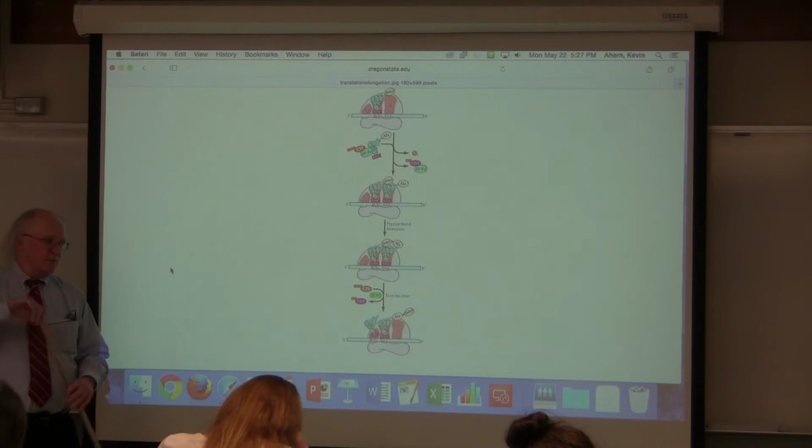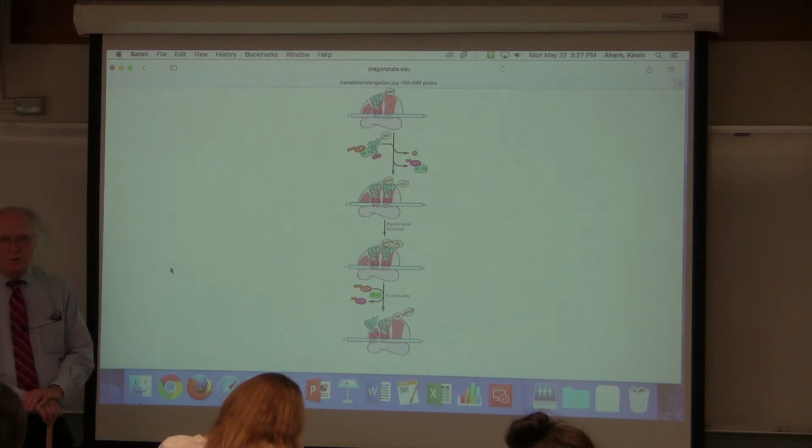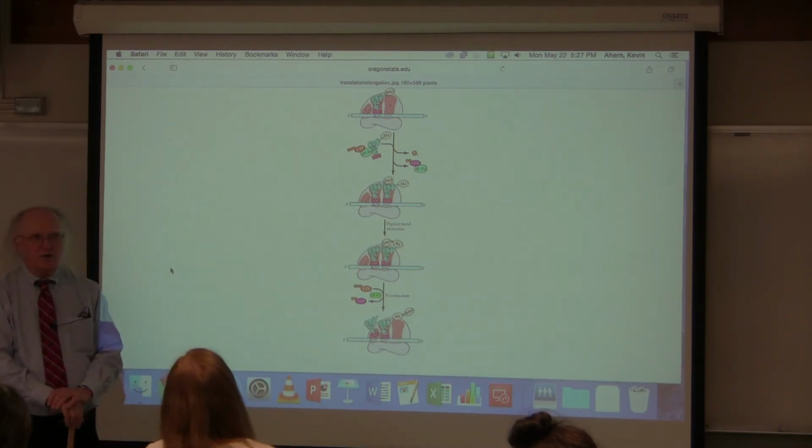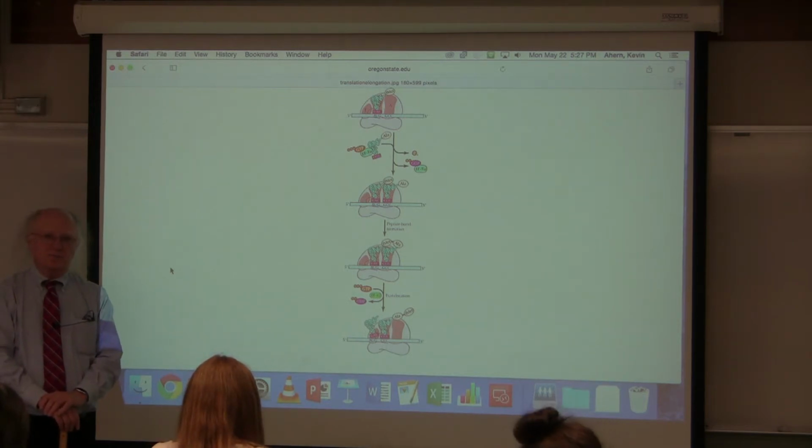Do protein-breaking enzymes produce ATP? No, they do not. The breaking of the bond is not energetically favorable enough for that to occur.